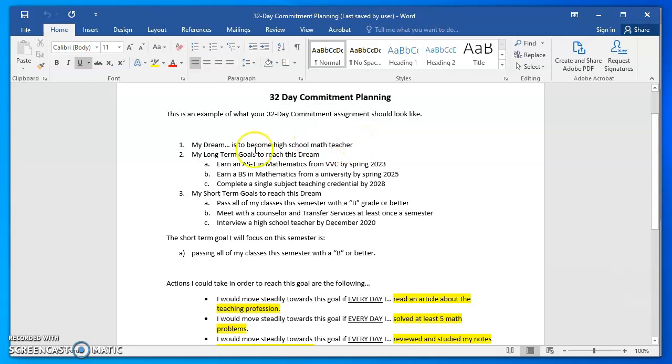So the next step, step 2, is to list out and brainstorm long-term goals that are going to help you reach your dream. In this example, the student has listed 3 things. First, the student will earn an AST in mathematics by a certain time frame. Later, the student will earn the bachelor's degree in mathematics by the next time frame, and then finally complete the single subject teaching credential by a certain time frame.